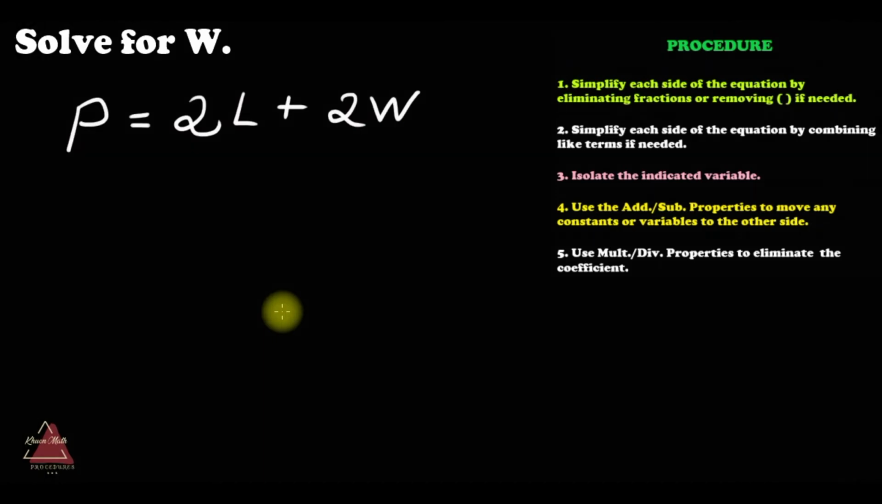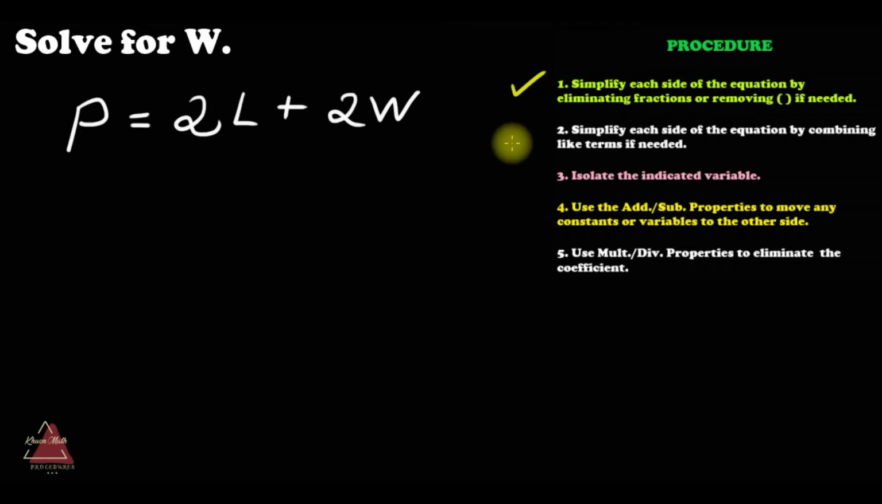Okay, let's take a look at the next one. Here we're solving for w. So we have to get the w all by itself on one side of the equal sign. Okay, we have a procedure of how to do it. So step 1 is to eliminate fractions or parentheses. So we have no fractions, we have no parentheses. So step 1 is not needed.